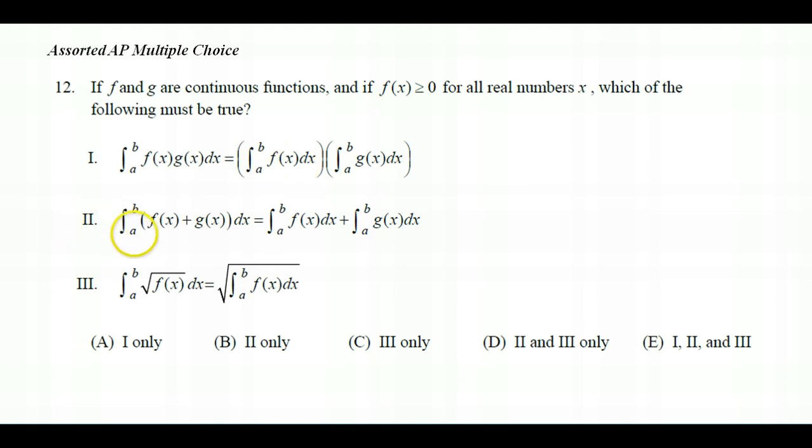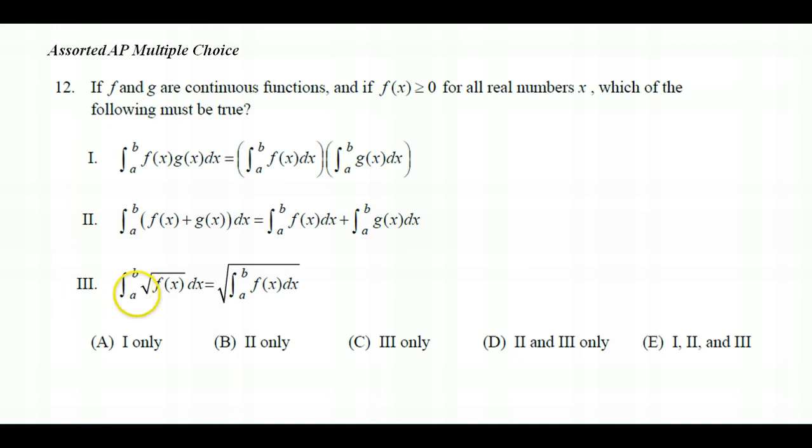Number 2, the integral from a to b of f of x plus g of x can be split into two integrals. The integral from a to b of f of x plus the integral from a to b of g of x. That is true. That was one of the properties of definite integrals. So 2 is part of the answer.